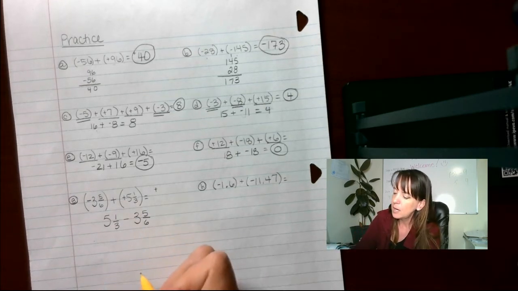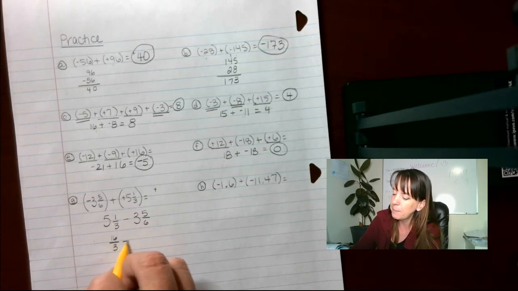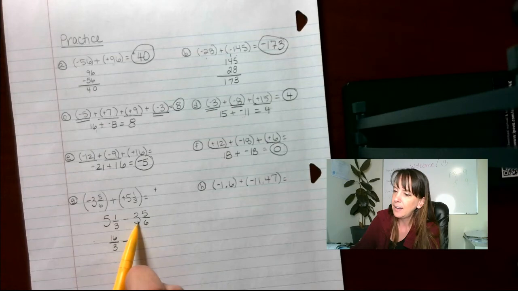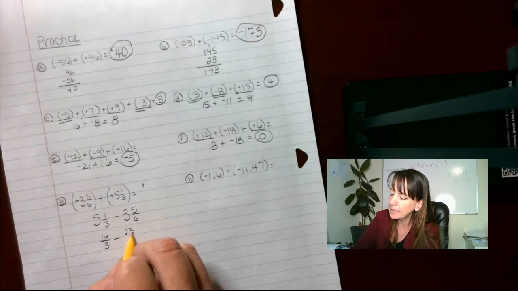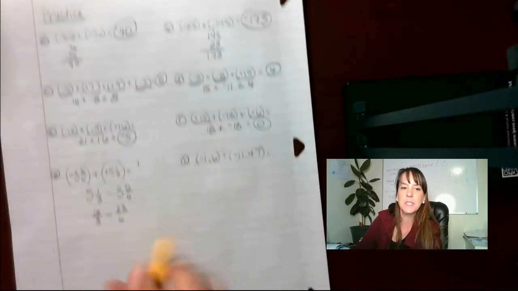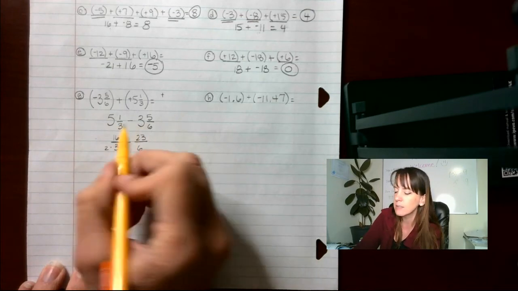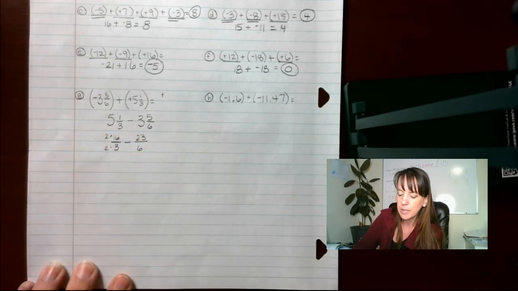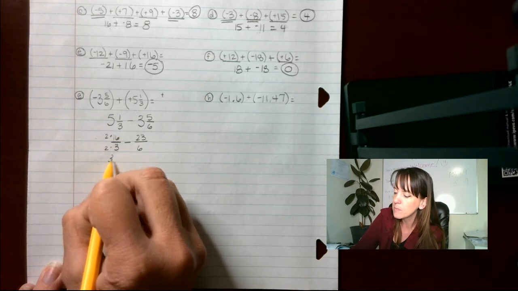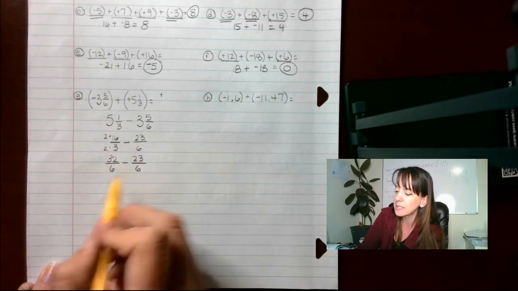So, let's do this. So 15, so that's 16 over 3 minus 18. So 23 over 6. Okay, so now I need a common denominator down here. So I have times 2. My common denominator is going to be 6. So I'm going to multiply this by 2. So I end up with 32 over 6 minus 23 over 6.